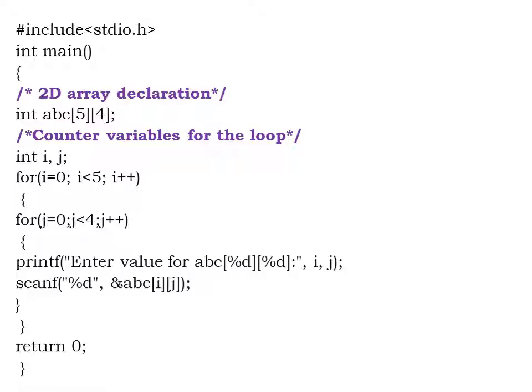Now i value becomes 2. Now for the index value of row 2, I am going to read the next 4 elements that I am going to store. Similarly, this is how the reading of the values from the user using the scanf statement is done, and the values are stored in a 2-dimensional array.